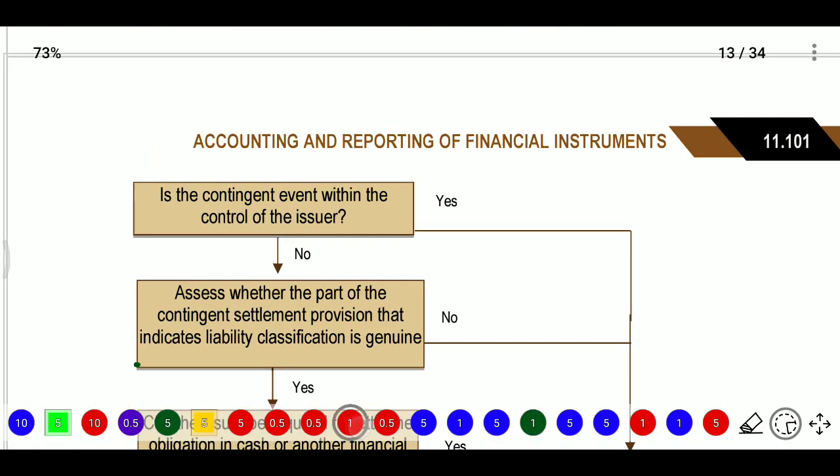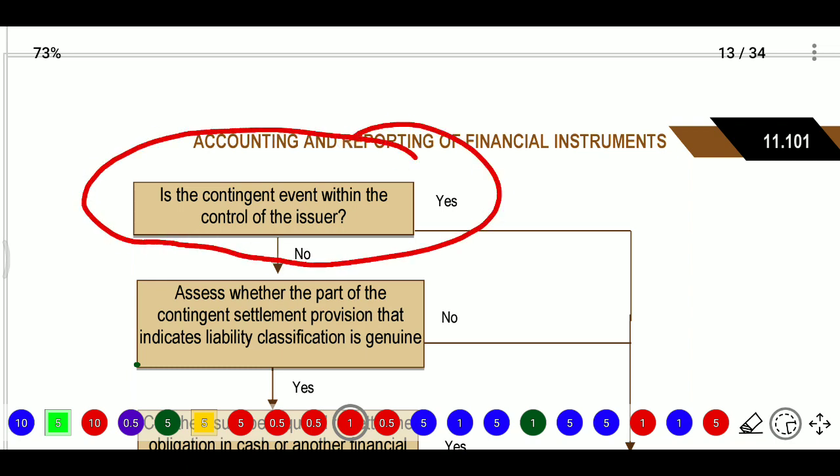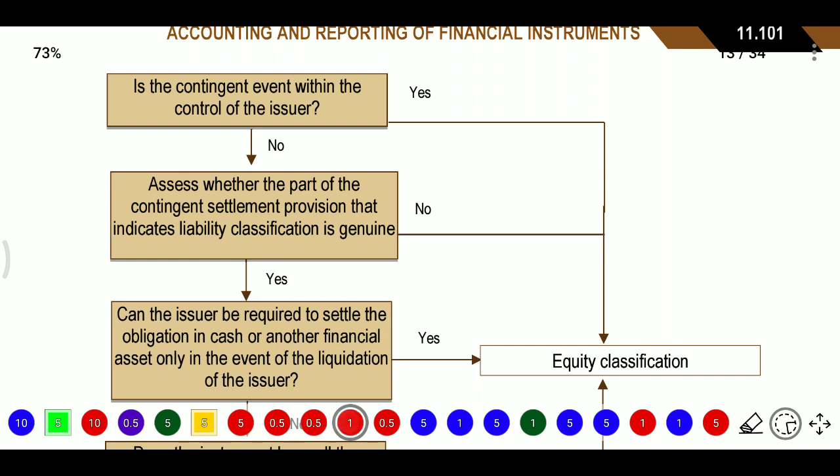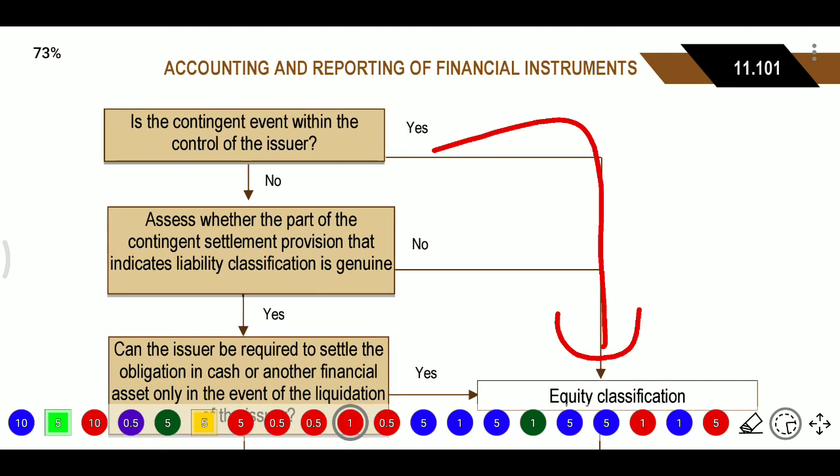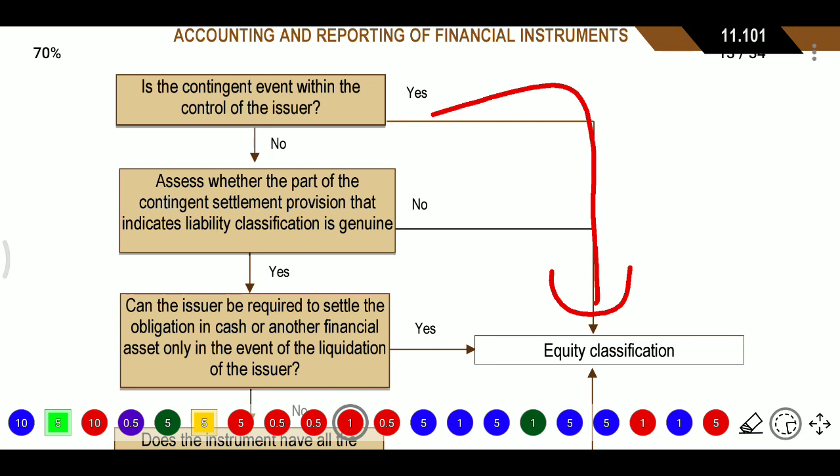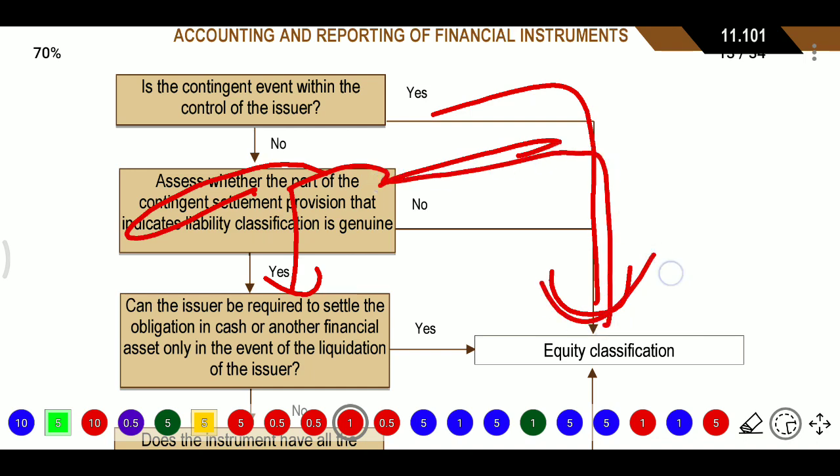So we ask: is the contingent event within the control of the issuer? If yes, then it will be classified as equity. So if the contingent event is within the control of the issuer, it becomes equity classification. If the issuer does not have control of the event, maybe the holder has the option, then assess whether the part of the contingent settlement provision that indicates liability classification is genuine. If it is indicating a liability, then it will become a liability. If it is not indicating a liability, then we go for equity classification.